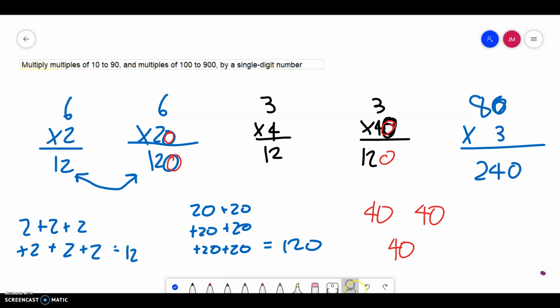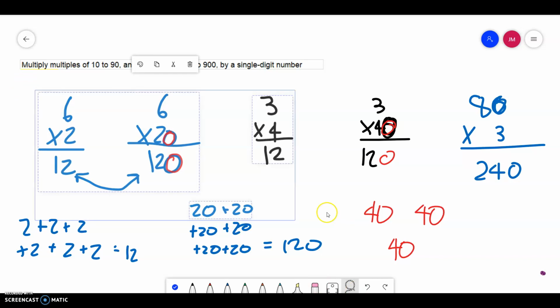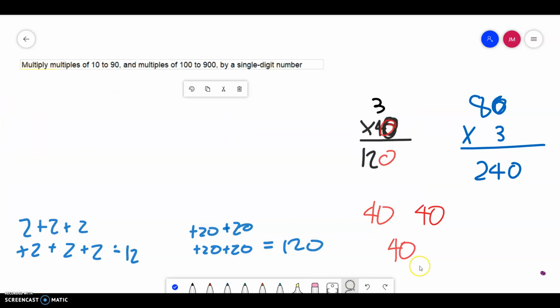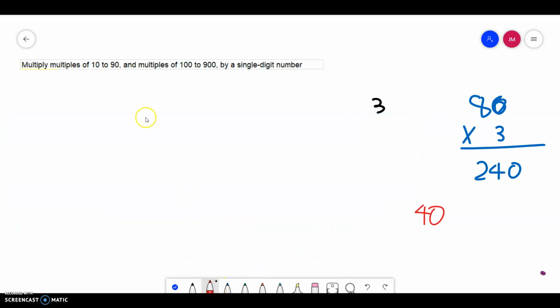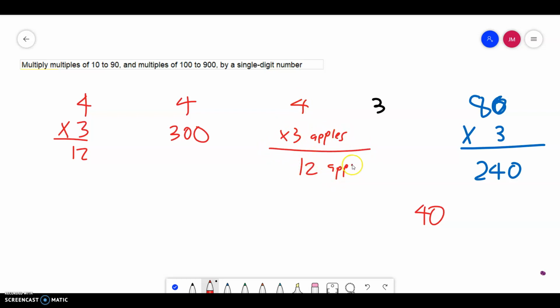Now, it's the same exact thing with hundreds. If I have any sort of number times 100, so let's say 4 times 3 we know is 12. But what is 4 times 300? It's the same idea as if I said, what is 4 times 3 apples? Well, it's going to be 12 apples. But if I say 4 times 300, the answer is going to be 1200. These two zeros represent 100. Obviously, we want to put our comma here and change the number to 1,200.